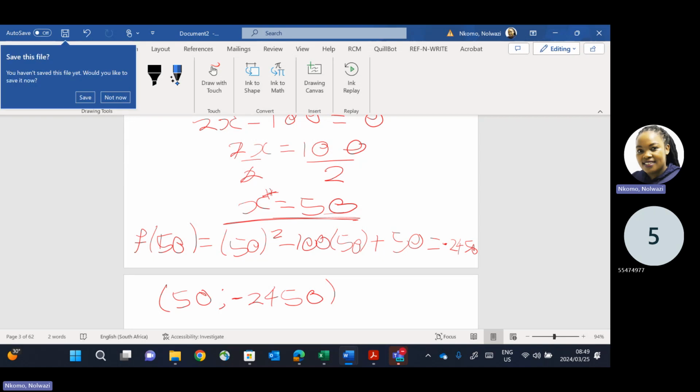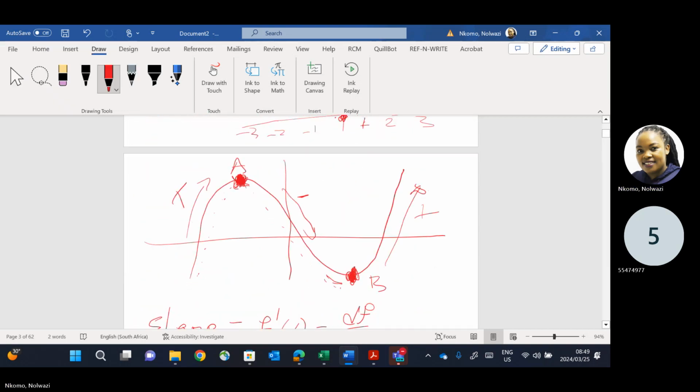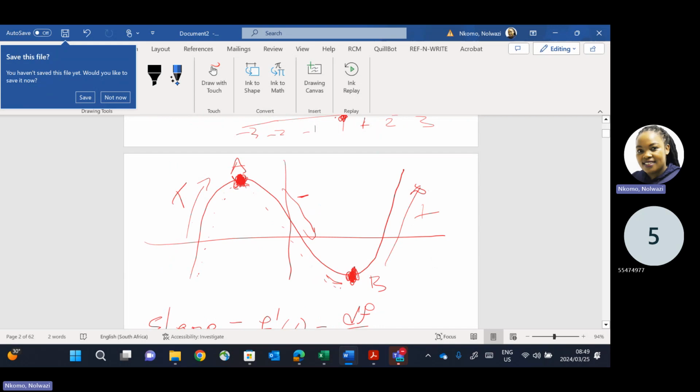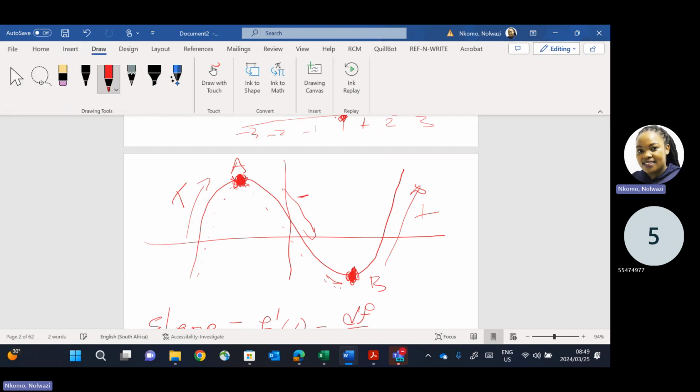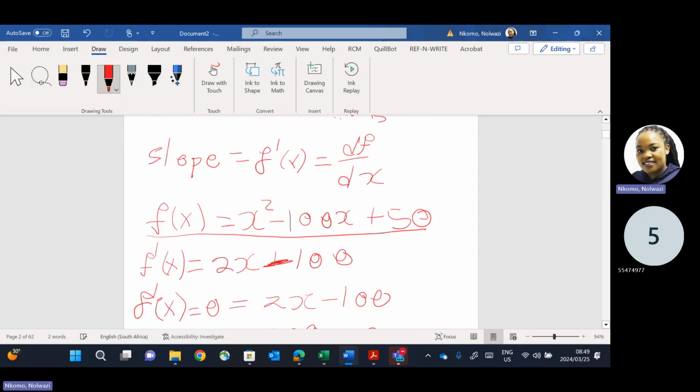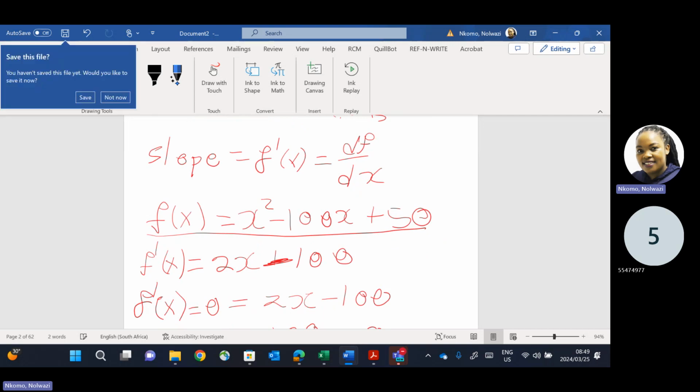Sometimes a function will have more stationary points, like here in this function we have 2, right? But in the one we were solving, we found 1. Sometimes you'll have 1, sometimes you'll have 3, it doesn't matter. It depends on the function, on the form of the function.